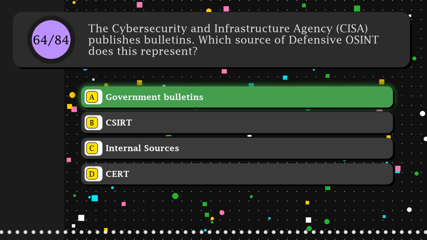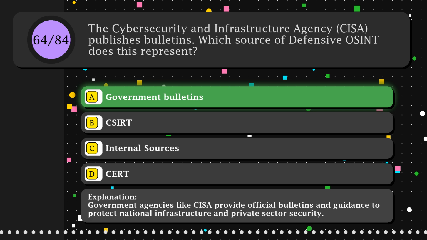The correct answer is option A. Government bulletins. Government agencies like CISA provide official bulletins and guidance to protect national infrastructure and private sector security.